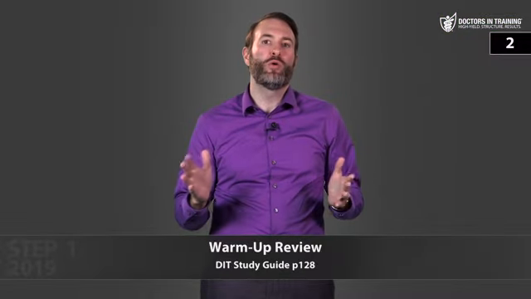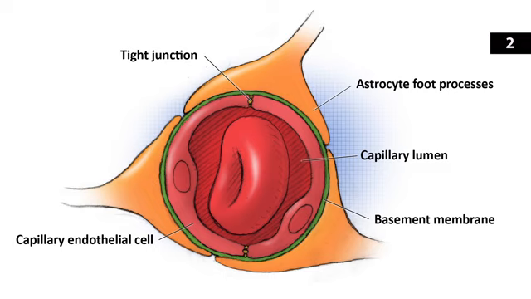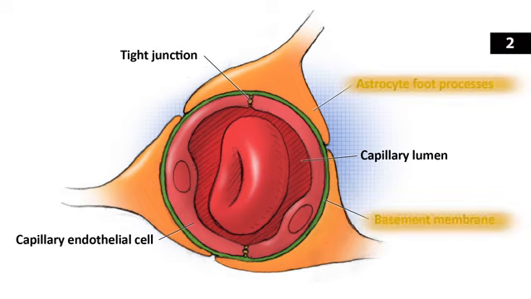Next, what are the components of the blood-brain barrier? So there are three structures that you need to know. We have the astrocyte foot processes, we have the basement membrane, and then we have capillary endothelial cells with tight junctions, which are also called non-fenestrated endothelial cells.